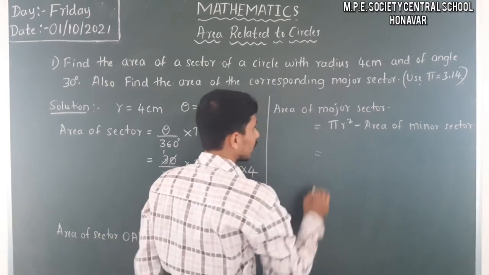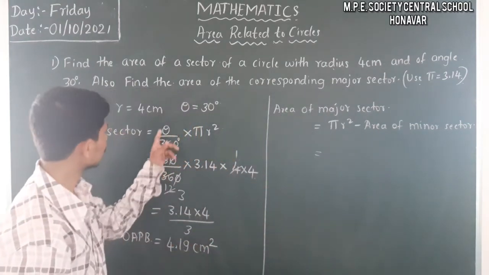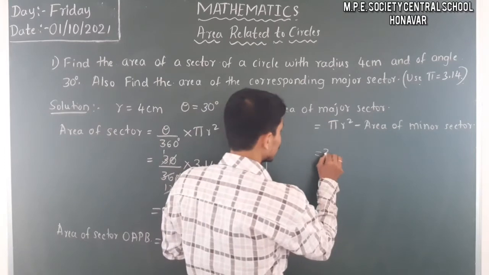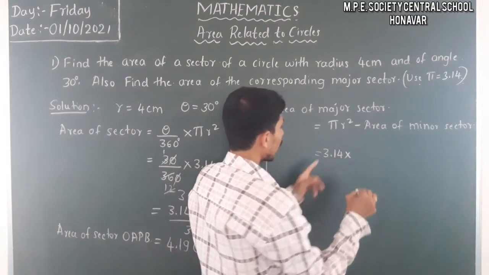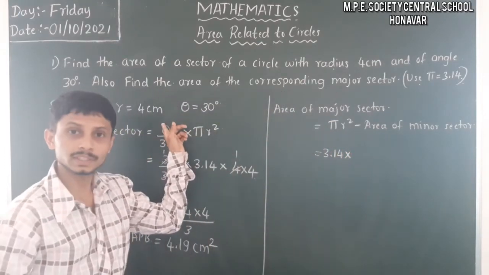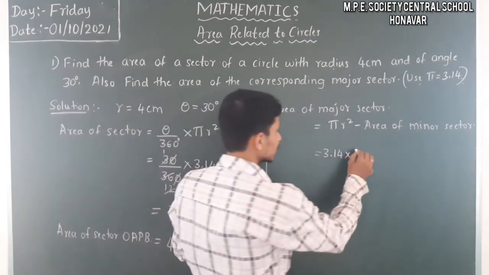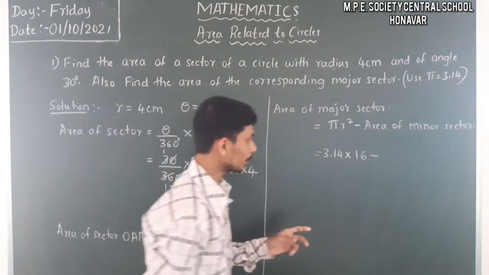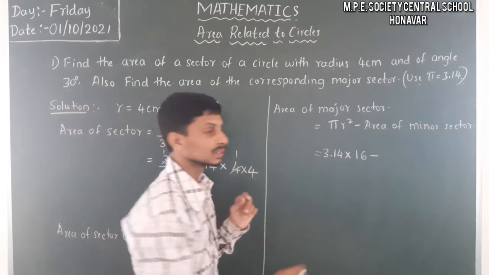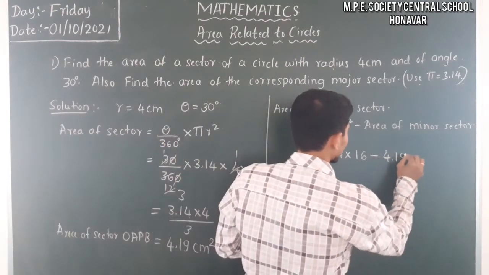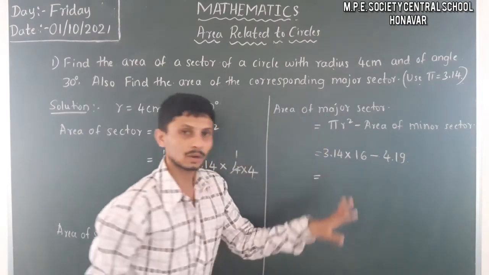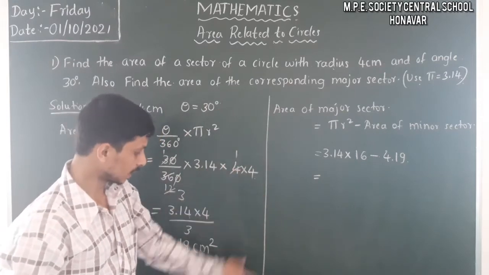Yes, let us find it. So pi r square. The pi value is given as 3.14, into r. R is 4 centimeter, so r square is 16, minus the area of the minor sector, which is 4.19 centimeter square. Then you have to simplify it, and then you are getting the answer.